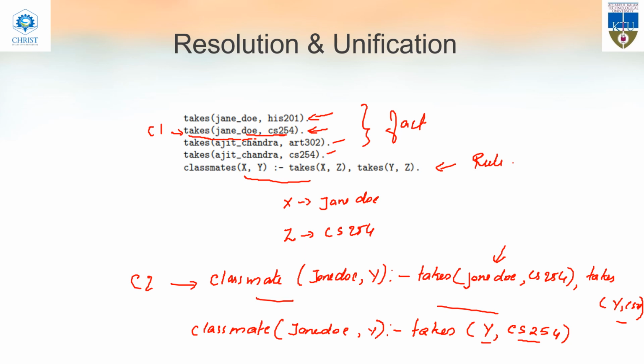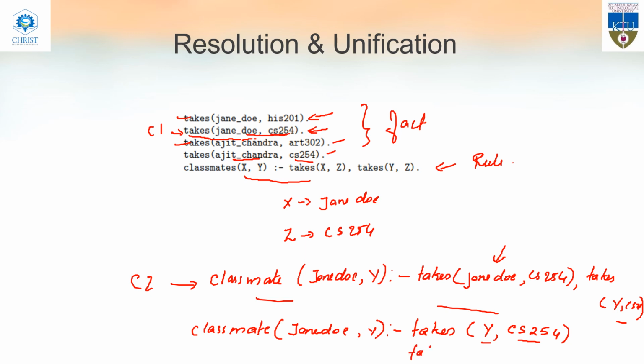Y can take any value, right? So here, since CS254 cannot be changed, you cannot use this one because the second argument is art302, and you cannot take this one because the second argument is his201, but you can take this and this because the second argument is CS254. If I take this takes of Y, Y can take any value. Okay, so Y can take the value Ajit Chandra. That means Y is unified with the value Ajit Chandra.